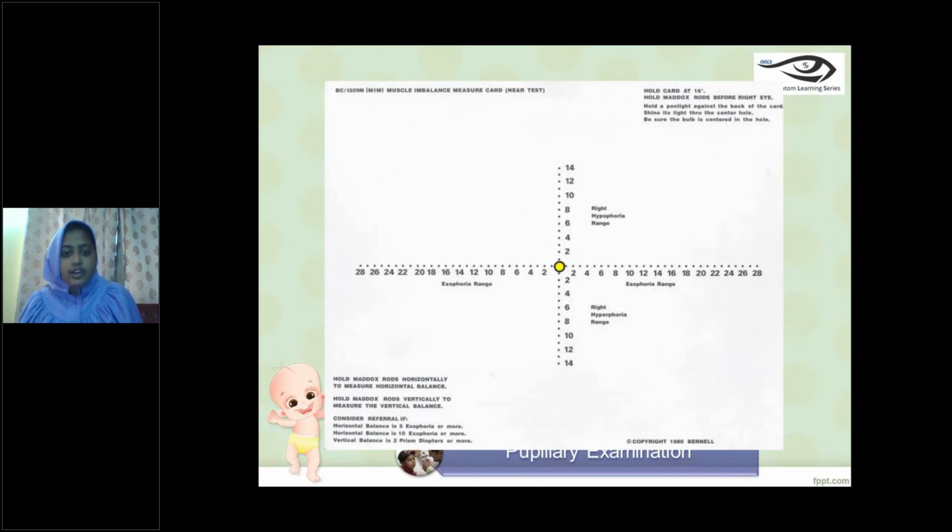So basically, a light is shined from the backside of the card into the center, and we place a Maddox rod on the eye of the patient, and the Maddox rod will turn this yellow light into a streak. Then we ask the patient where he or she can see the streak. If the patient says that the streak is aligned with the yellow light, then there is no phoria present. However, if the patient says that the red streak is at the right side or the left side or up or down, based on what number it is, that is the amount of phoria which we will be noting. For example, if the patient is saying that I can see the red streak at number 4 on the right side, we will mention 4 prism diopters of esophoria.